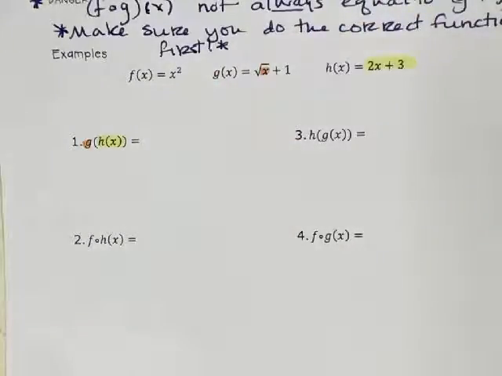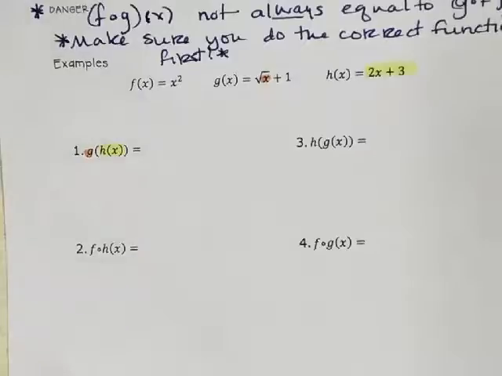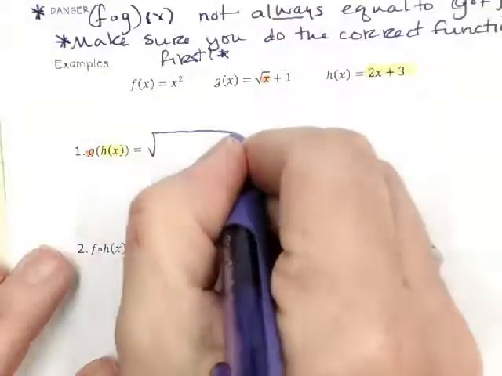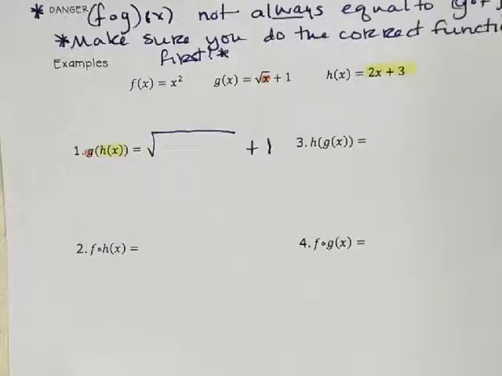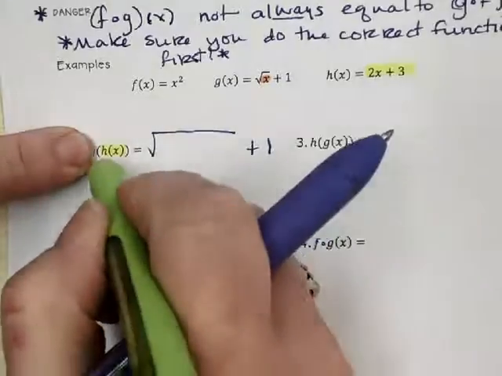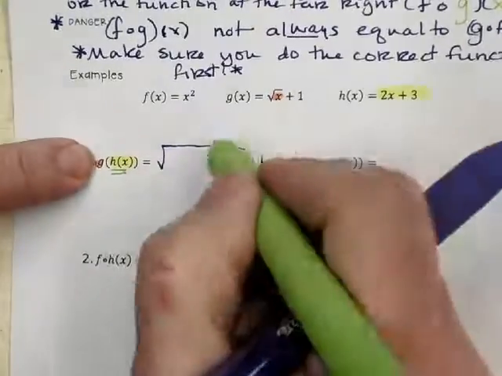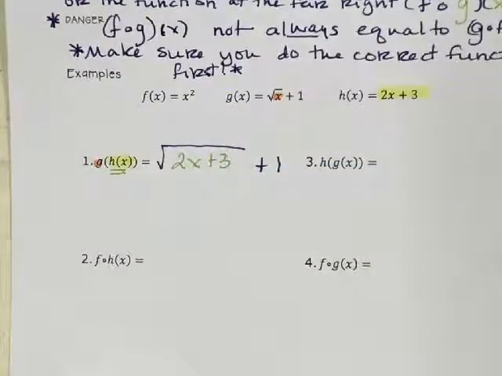So here's what I like to do. I like to take this function, the one that's going to consume the other one. I'm going to take this g function and I'm going to start it, but I'm just going to leave a blank where the x is, like that. And then this function is what's going to go inside here. This function is what goes inside. It's like the g is eating the h, so the h has to get on the inside. And if there's nothing to simplify, there's nothing to simplify. You can't do anything to the square root of 2x plus 3, so that's my answer.